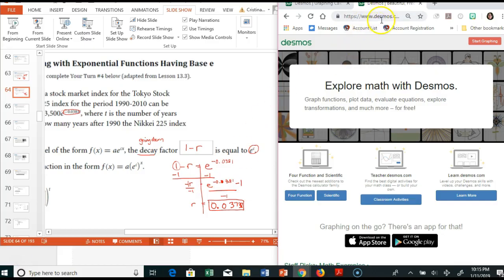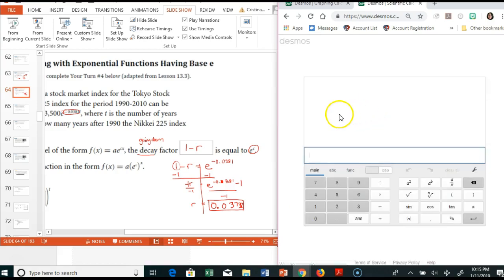So I pulled up Desmos.com. And instead of writing the graphing key, I'm actually going to use the scientific calculator. And it's going to load. And I'm left with this. This is kind of cool. Alright, so let's go ahead and work this out. E. Oh, that's nice. But I don't want just e, I want e to the negative 0.0381. And I want to take away 1.